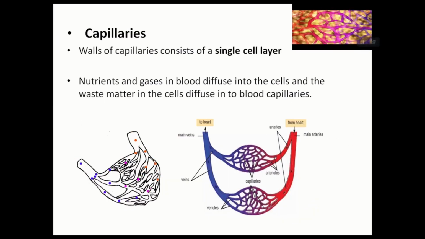Then capillaries. Walls of capillaries consist of a single cell layer. Unlike veins and arteries, capillaries consist of a single cell layer. Nutrients and gases in blood diffuse into the cells, and the waste matter in the cells diffuses into blood capillaries.